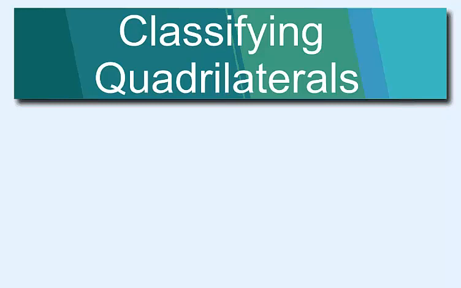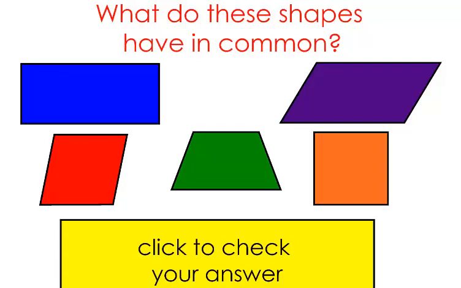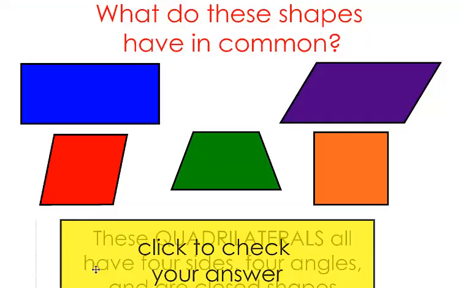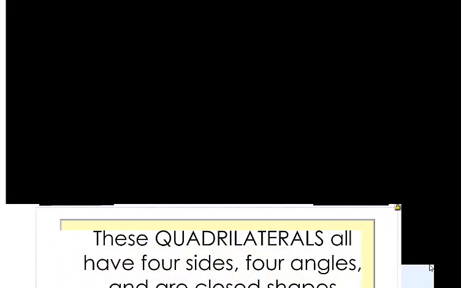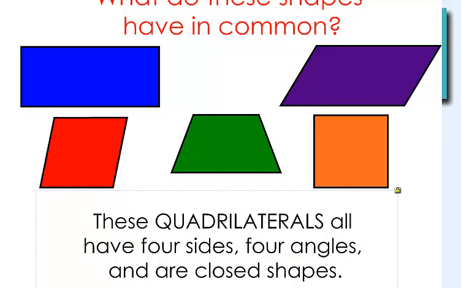Let's talk about classifying quadrilaterals. First of all, if you look at all of these shapes, what do they have in common? If you said that they are all quadrilaterals because they have 4 sides, 4 angles, and are closed shapes, you are correct. So today we're going to talk about quadrilaterals.